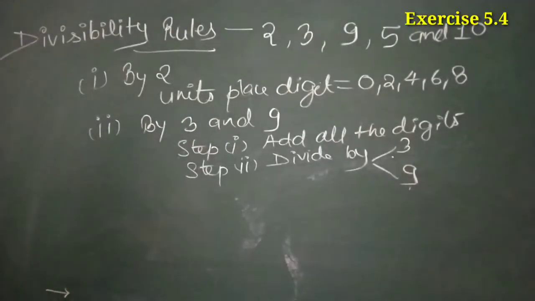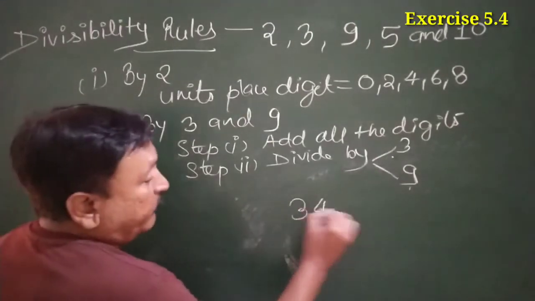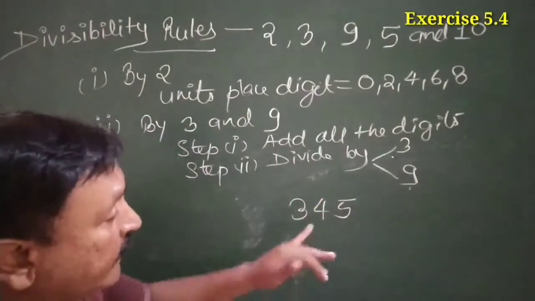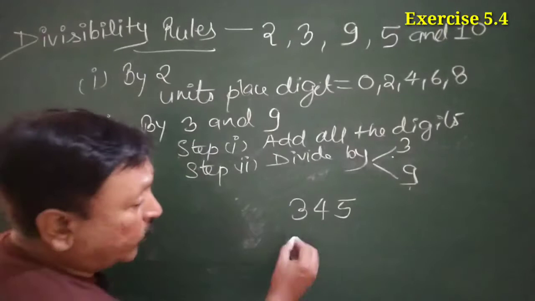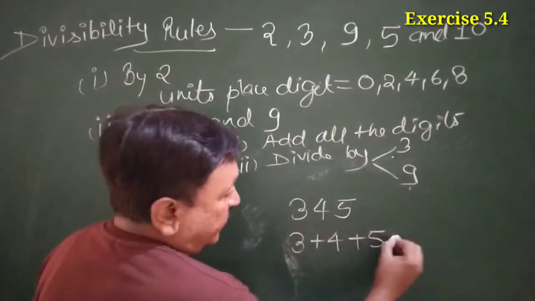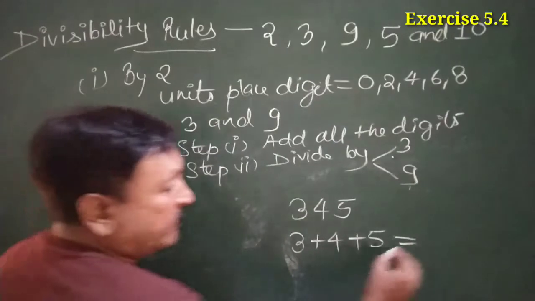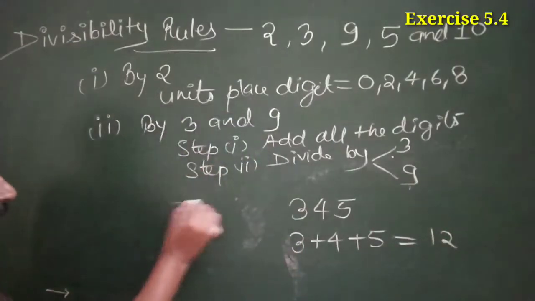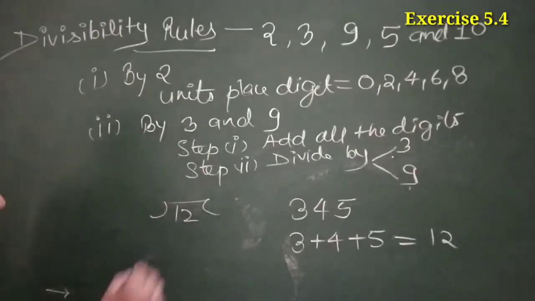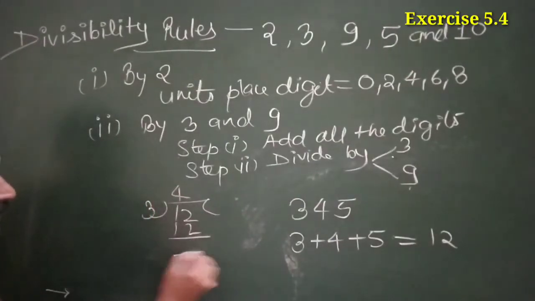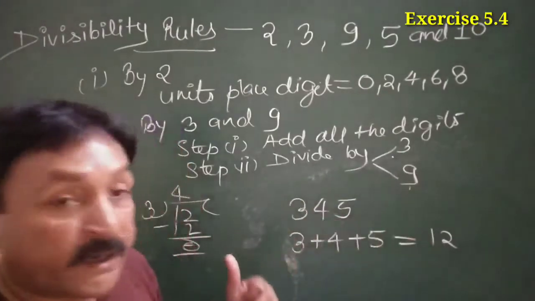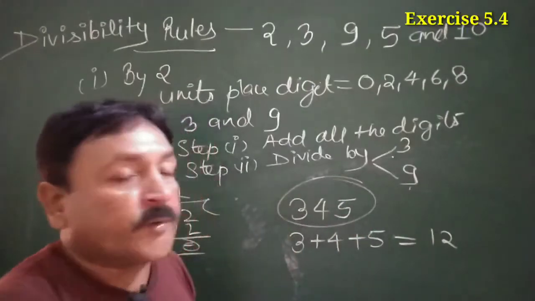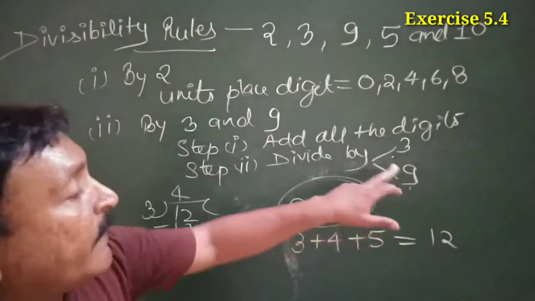Suppose, for an example, there is a number 345. Anyone asks you whether this number is divisible by 3 or not. First of all you add the digits: 5 plus 4 is 9, 9 plus 3 is 12. Now we have to divide this 12. It is asked by 3, so divide it by 3. The remainder is coming 0, which means this sum is divisible by 3. It means the whole number is also divisible by 3.